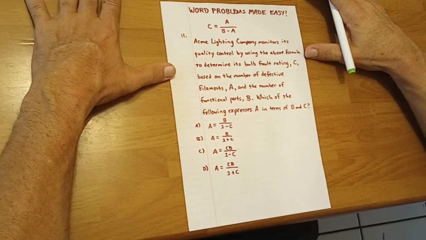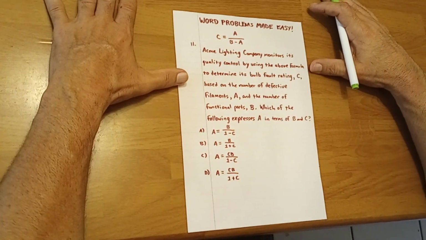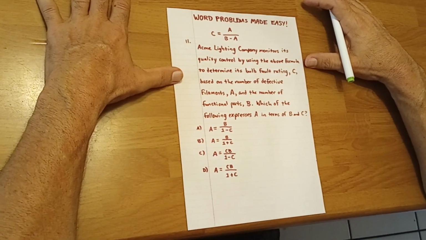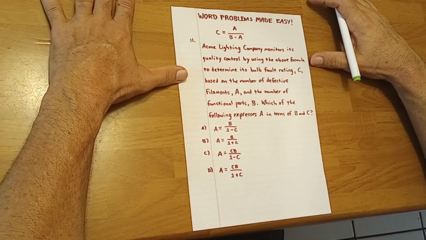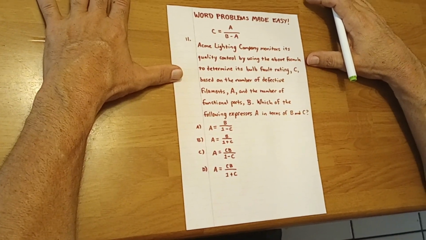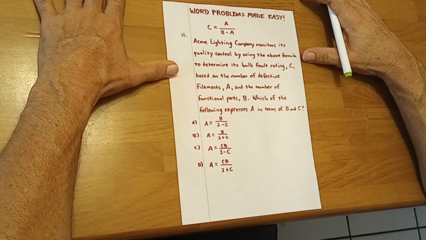Today we're going to look at word problems made easy, and here we will involve variables in this problem. So this is a rather tough problem, but we're going to look at how to make it very easy. So let's look at it this way.